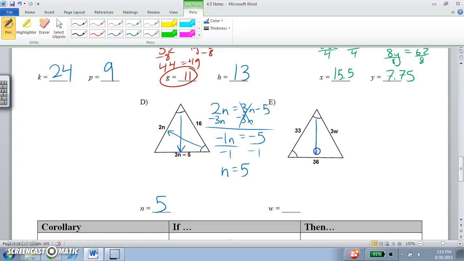Same thing over here. This angle is congruent to this angle, so these two sides across from these angles are congruent to each other. So 3w equals 36. We divide by 3. We get w equals 12.